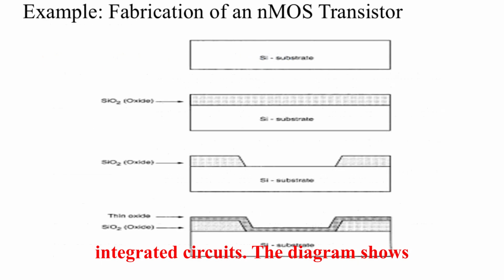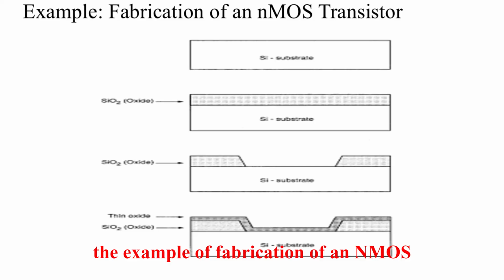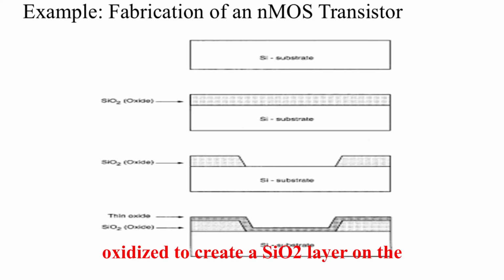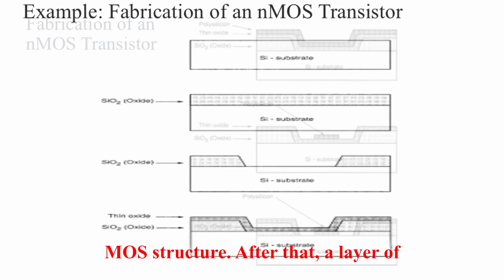The diagram shows the example of fabrication of an NMOS transistor. The silicon wafer is first oxidized to create a SiO2 layer on the surface. Using photolithography, a window area is selected where an NMOS transistor is to be fabricated. After this, a thin layer of SiO2 is again created using the oxidation process, which would be used as the oxide of the MOS structure.